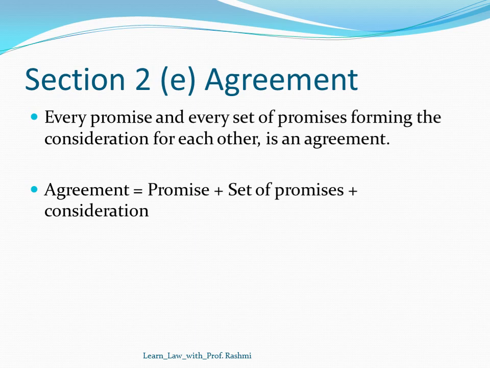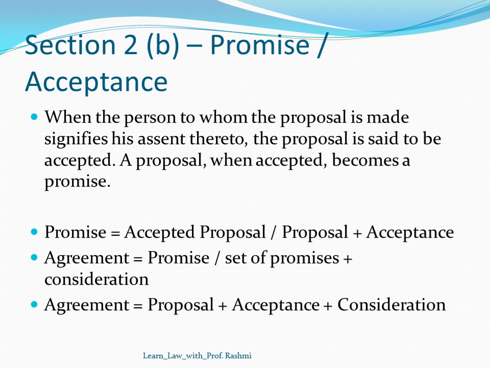Now we have deciphered the formula for contract as a legally enforceable agreement. We have deciphered the formula for agreement as promise plus consideration. Now we have to understand promise. Let me tell you, consideration is defined in section 2D, but as of now we are not going to go into consideration until we complete the deciphering of the formula of a contract. Now, what is a promise?